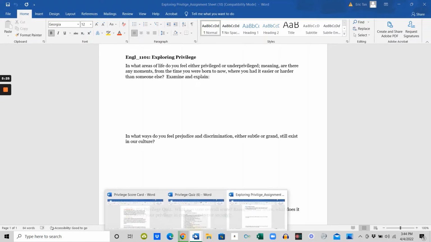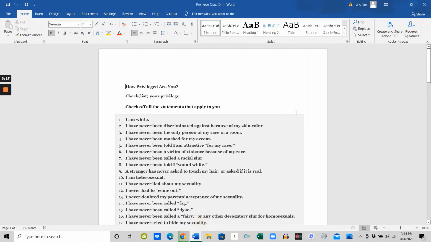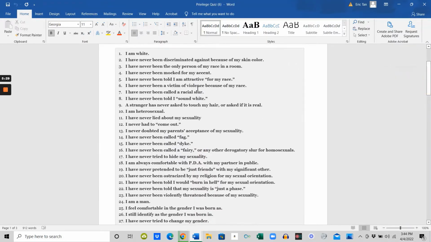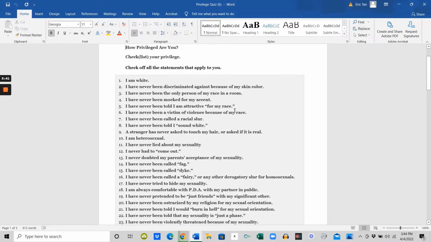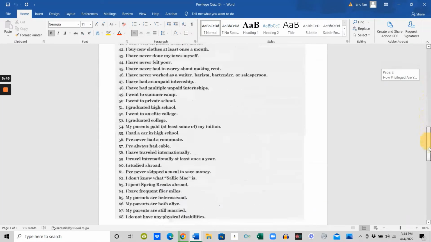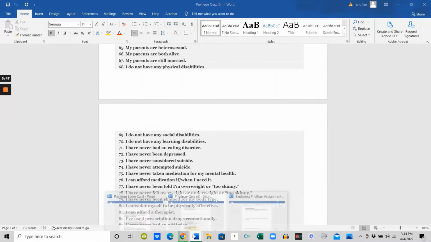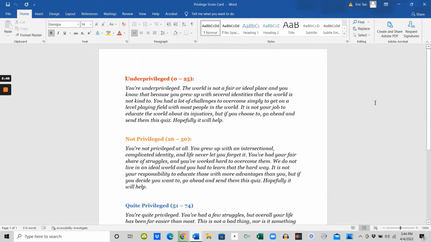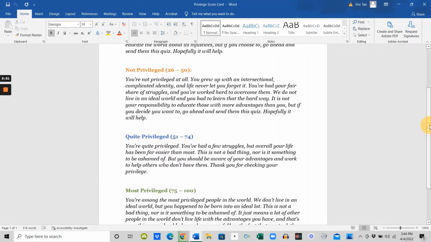What I do is I have them take this quiz. Basically, they would just go through it and either highlight or X off whichever one of these statements they associate with. So if they're white, they would simply highlight, I'm white. I've never been discriminated against because of my skin color. Whichever one applies to you, you simply highlight. And then after you've gone through all 100 of these, you would go to your privilege scorecard to identify what level of privilege you fall under.